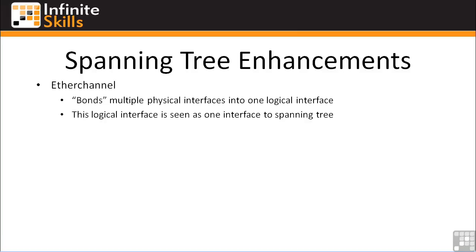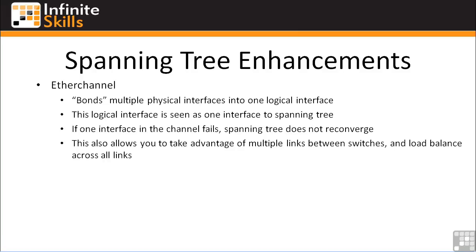Now, the advantage is that this logical interface is seen as one interface to spanning tree. Therefore, if one physical interface in the channel fails, spanning tree doesn't kick off its reconvergence process and take up to 45-50 seconds to start forwarding traffic again. And again, that's the big advantage to Ether Channel. The other advantage is it also allows you to take advantage of all of the multiple links between switches and load balance across all of those links between your two switches.